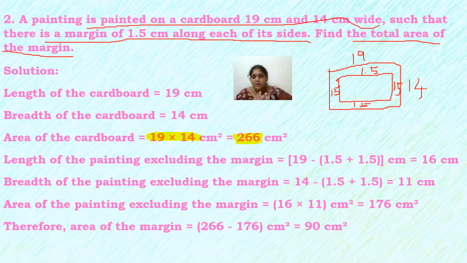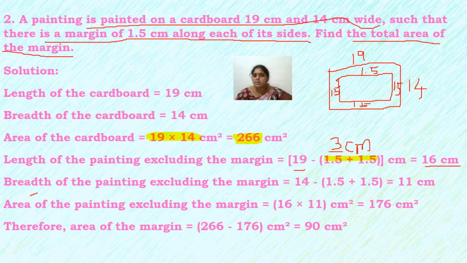Now, we have to find the length of the painting by excluding 1.5 centimeters on both the sides of length and both the sides of breadth. Means what you have to do? Exclude 1.5 plus 1.5, that it will become total 3 centimeters, right? So length is 19 centimeters. In that 19, if we are minusing 3, we will be getting 16 centimeters.